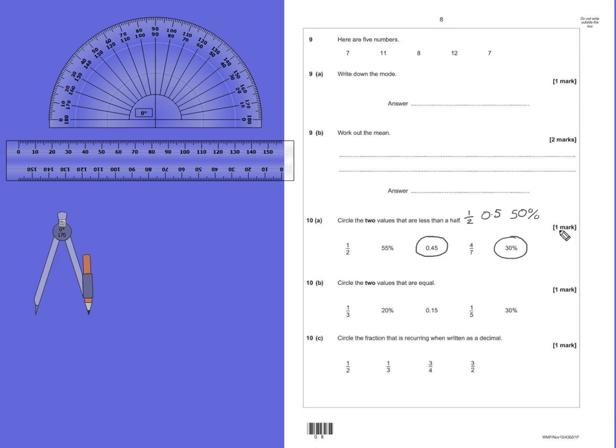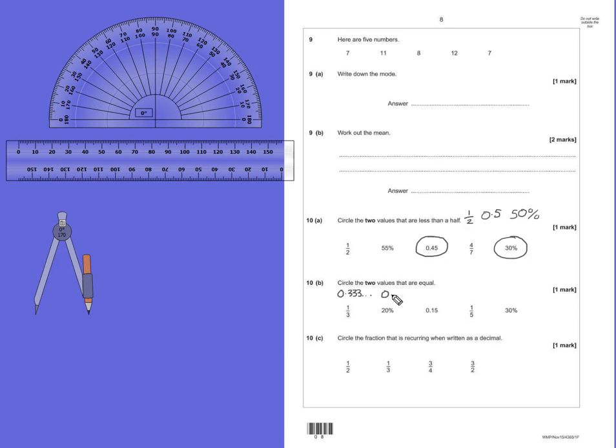Question 10b. Circle the two values that are equal. When you compare fractions, decimals and percentages, it's a really good idea to have them all in the same format. I personally tend to choose decimals because I find it easier to convert them. A third is pretty tricky though, because 1 divided by 3 doesn't go exactly. It's a really useful one to memorize. It's 0.333 recurring.